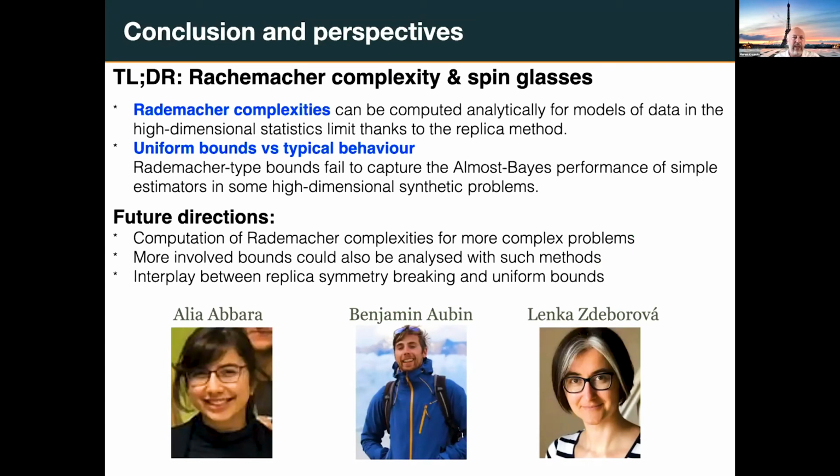So I presented you what I think was an interesting connection between statistical learning and some work in the Replica literature. In a nutshell, we have these Rademacher complexities. For some very simple models, they can be computed analytically in the high-dimensional limit, thanks to the Replica method. And there is an interesting question here about how much we can prove. It's not trivial, by the way. This will probably be a challenge mathematically. And it allows us to illustrate the difference between what we observe with uniform bounds and the more favorable typical behavior that we get sometimes.